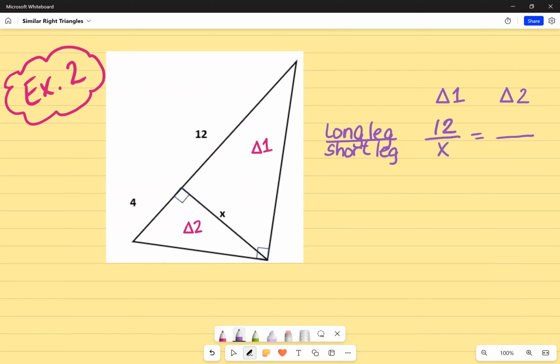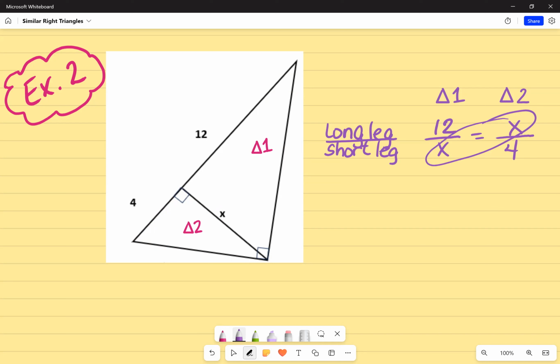If I look at triangle 2, what does it have in common with triangle 1? What side did they share? Well, they both have the X. So I want to make sure that X is diagonal. So that happens to be my longer leg for triangle 2. My shorter leg is 4. If I see diagonally that I have the same variable or same number, I'm on the right track.